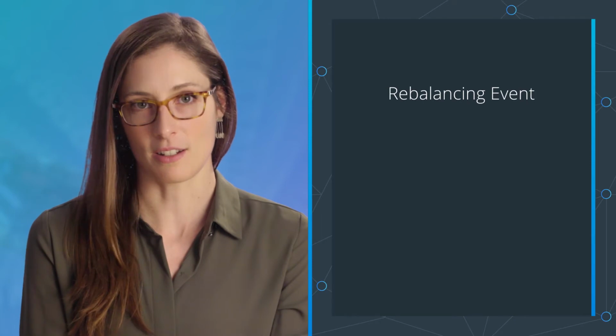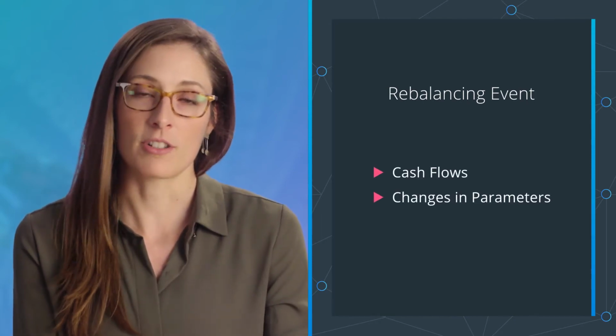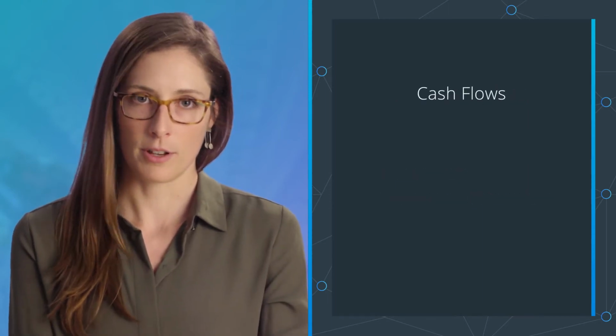In the last video, we discussed the purpose of rebalancing, costs incurred during rebalancing, and we also chatted about a way to estimate those costs. But how do you know when to rebalance a portfolio? There are two types of events that trigger the rebalancing decision: cash flows and changes in the underlying parameters of the stock return model. Cash flows are movements of money into and out of a portfolio.